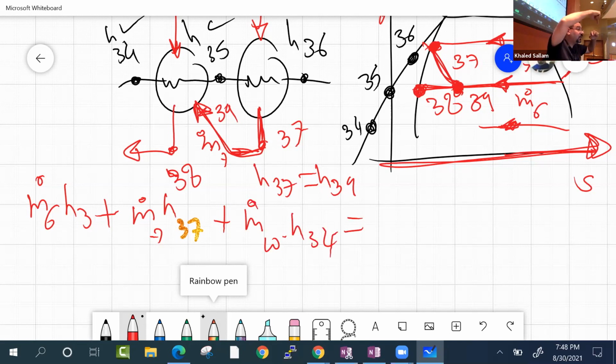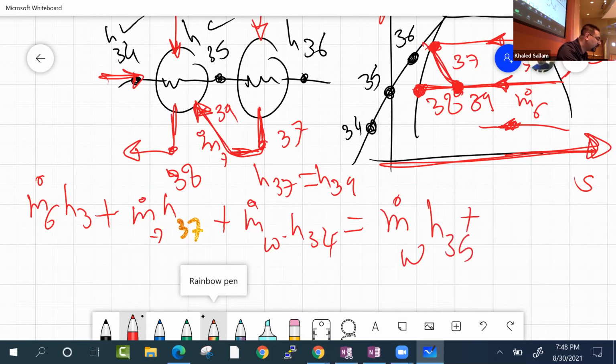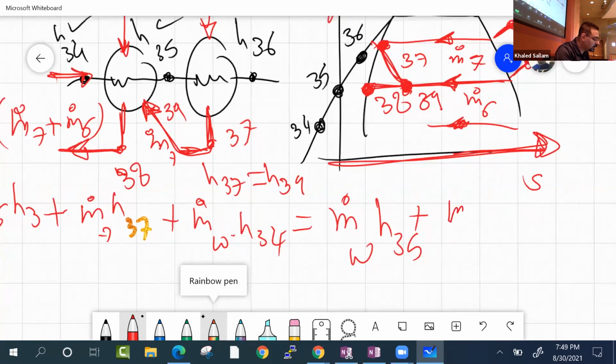3 inputs: steam from the top, water cascaded back from the first feed water heater, right? And the water, the main water line. Those are the inputs. What's the output? The new hot water, m.water multiplied by h35, plus what's leaving from here? Yes, m.7 plus m.6, all multiplied by h38.